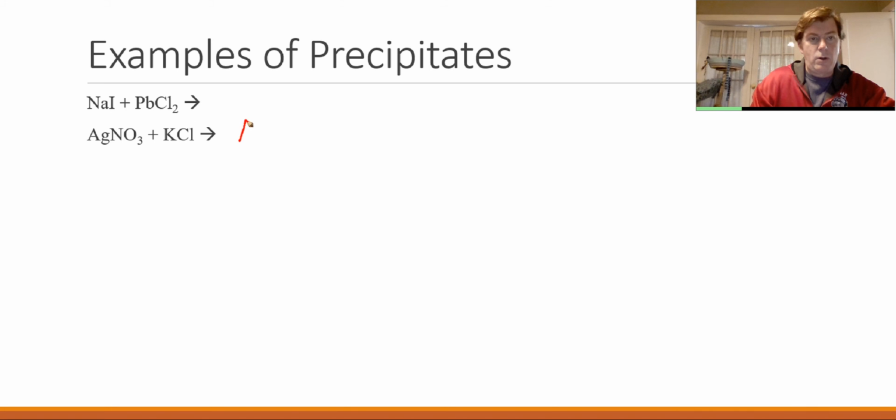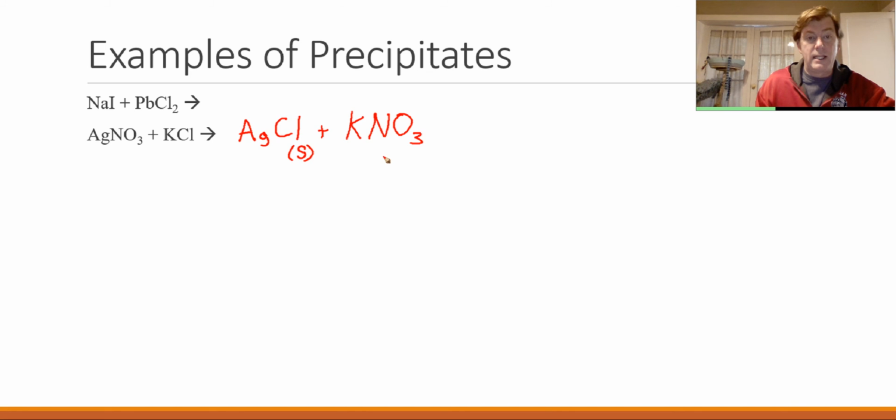Silver can get with the chloride, and potassium can get with the nitrate. No, I'm not going through and balancing stuff up above. I didn't balance that one either. So I want to focus on the rules. So silver chloride. Well, most chlorides are soluble, but silver is an exception.